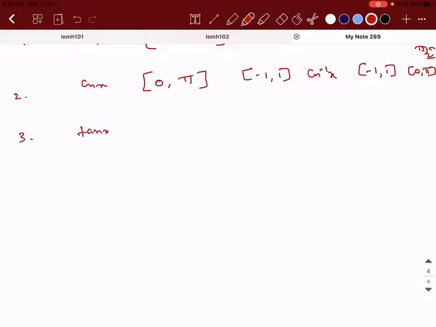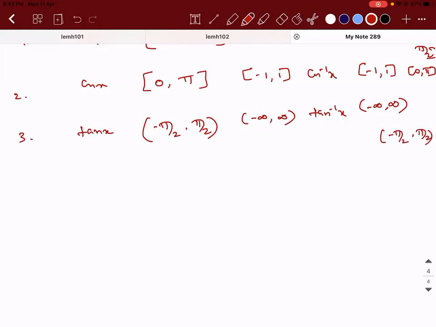Third, tan x. Tell me. Restricted domain is between minus pi by 2 to pi by 2. And what is the restricted range? There is no restricted range. It is from minus infinity to infinity. Then what about tan inverse x? Minus infinity to infinity. If you substitute any value between minus infinity to infinity in tan inverse, what will be the output value that will get generated? Minus pi by 2 to pi by 2 is what will get generated.